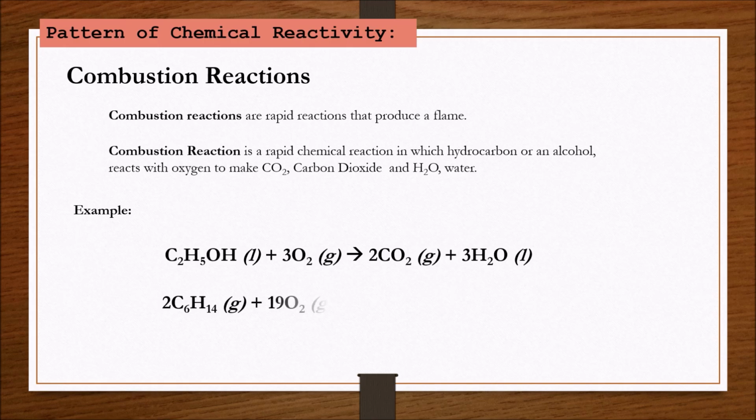Once again, I want you to note that the coefficients between each of the reactants and the products are 1, 3, 2, and 3 respectively. Another example, this molecule right here can combine in a 2 to 19 ratio with oxygen gas in a combustion reaction to form carbon dioxide and water.